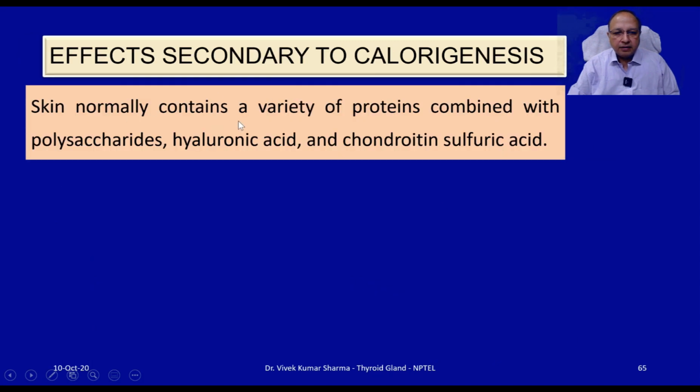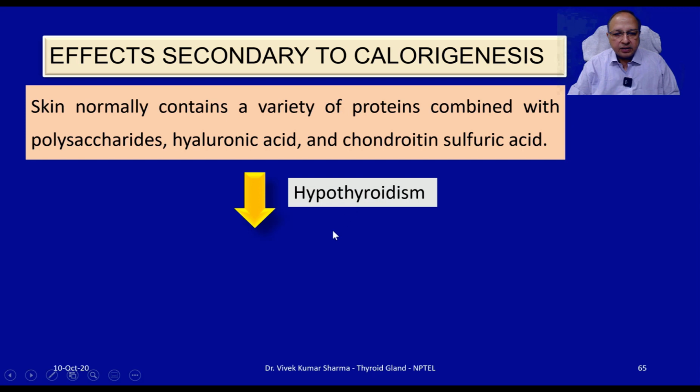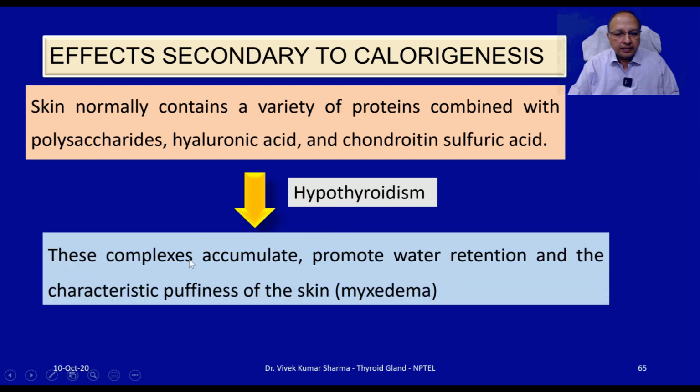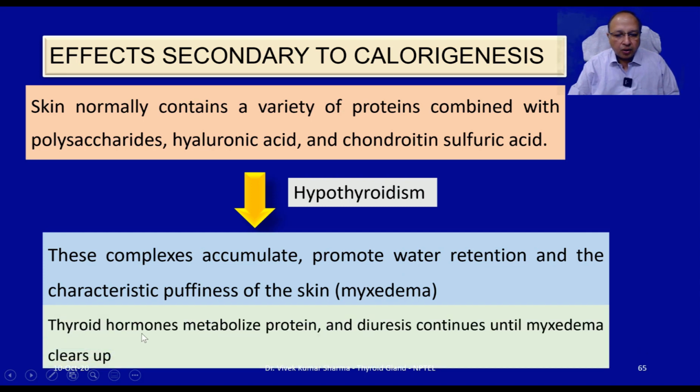Skin normally contains a variety of proteins combined with the polysaccharides hyaluronic acid and chondroitin sulfuric acid. But in hypothyroidism, these complexes accumulate and promote water retention, and the characteristic puffiness of the skin occurs. This condition is called myxedema. So when thyroid hormones are given, they metabolize these proteins, and diuresis continues until the myxedema clears up.